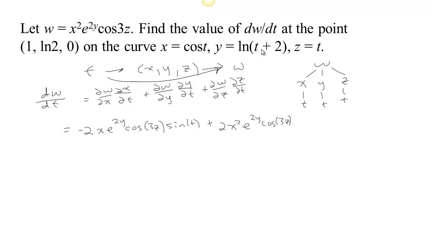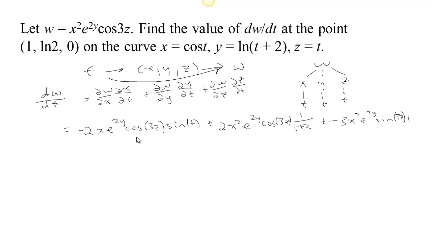Y is the natural log of t plus 2. The derivative of the natural log is the derivative of the inside over the inside, so we get 1 over t plus 2. And then finally dw/dz, and the derivative of cosine 3z is negative sine 3z times 3, so we get negative 3x squared e^(2y) sine 3z, that's dw/dz, and then dz/dt is 1. So we could use this tree here, where we look at how w depends on these intermediate variables, which then depend on t, to determine what the formula should be.